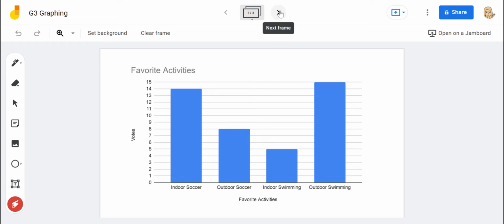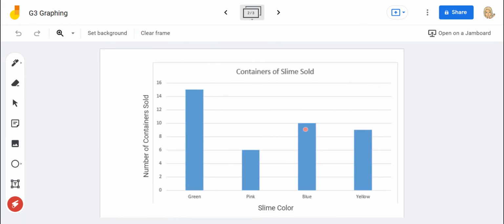So now let's look at a scaled bar graph. This graph shows the different colors of slime that were sold and how many containers of each color were sold. One thing that you'll notice on this graph is that the numbers of containers are no longer counting by ones. Instead, we see that it has a scale of 2, meaning each line increases by 2. Scale is the amount that each interval increases on a bar graph.